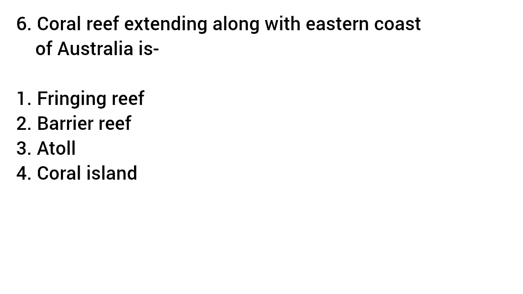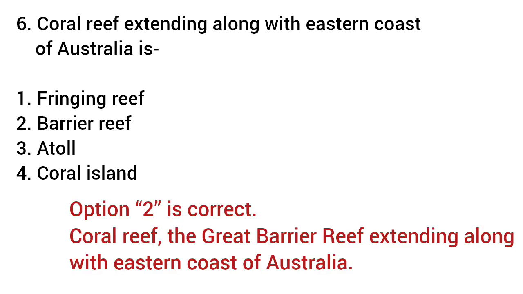Coral reef extending along with eastern coast of Australia is. Answer. Option 2 is correct. Coral reef, the Great Barrier Reef extending along with eastern coast of Australia.